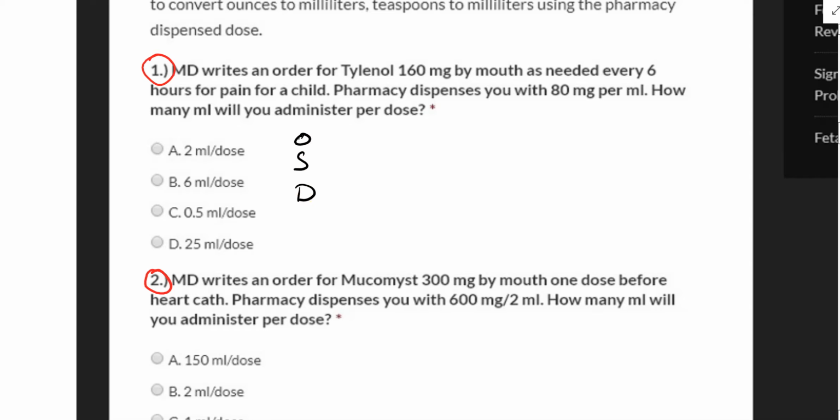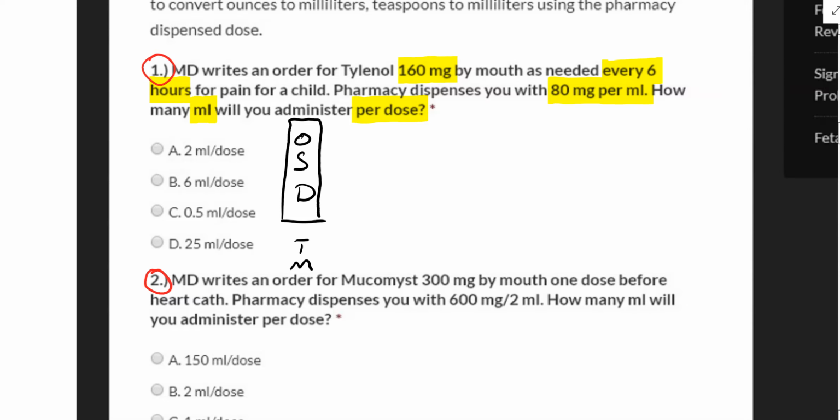Let's read the question. MD writes an order for Tylenol 160 milligrams by mouth as needed every 6 hours. I'm paying attention to that because I'm going to see if that every 6 hours makes me consider calculating a daily dose, or is it just that one-time dose. It might not be something that I use, but I'm considering it. The pharmacy dispenses 80 milligrams per milliliter. How many milliliters will you administer per dose?